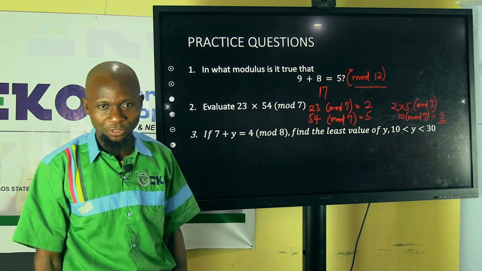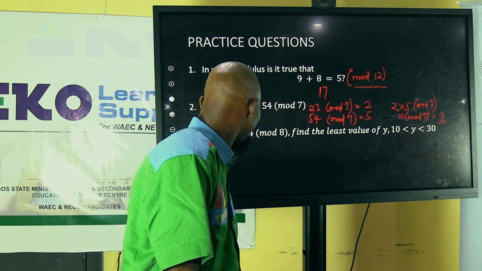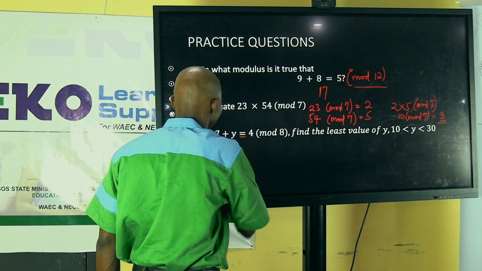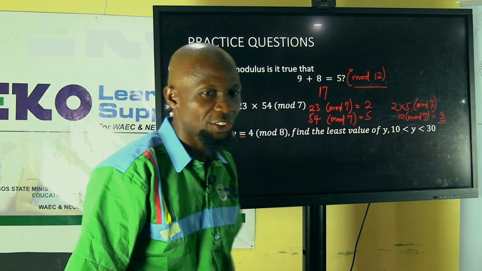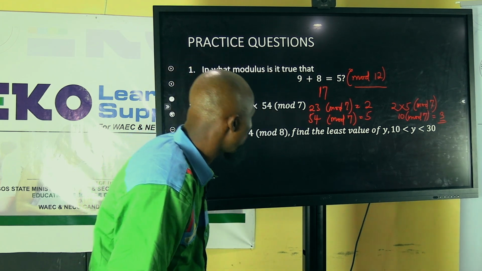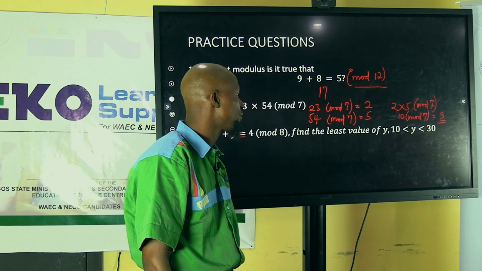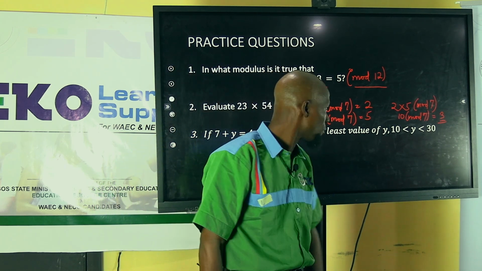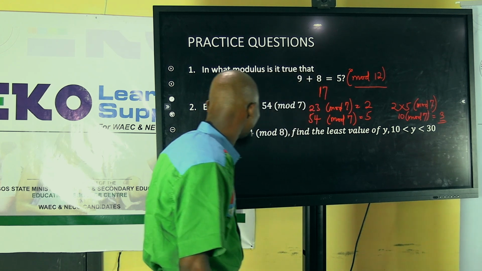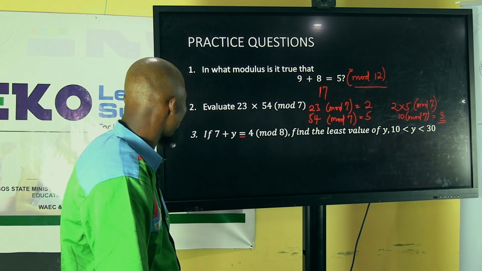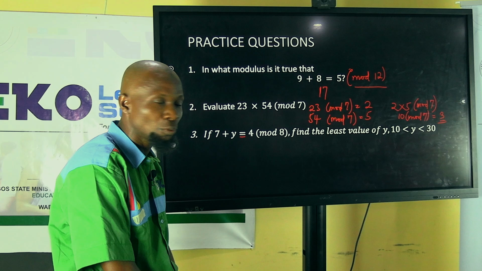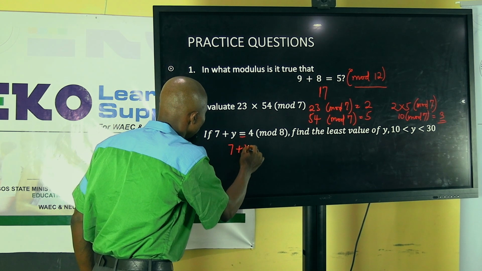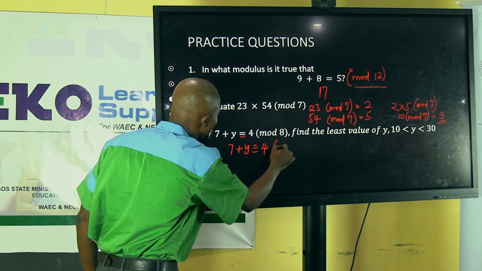Now let's look at the last question. It says, if 7 plus y is congruent to 4 modulo 8, find the least value of y for y between 10 and 30. Okay, so let's do that. It's just a simple equation. 7 plus y is congruent to 4 modulo 8.